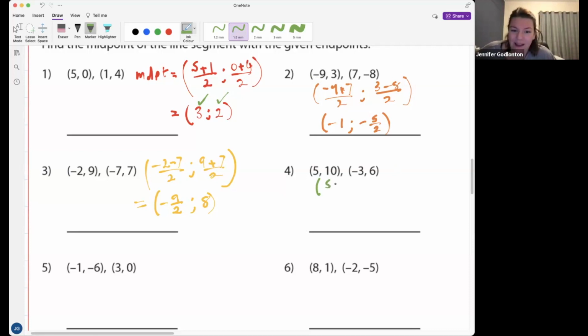Okay, so we're going to have 5 minus 3 over 2 and 10 plus 6 over 2. So we're going to get 2 over 2, which is 1. And then we're going to have 16 over 2, which is 8.